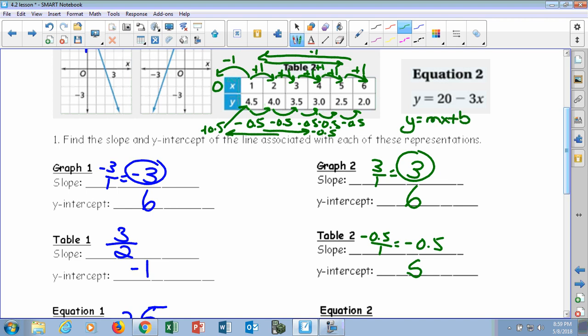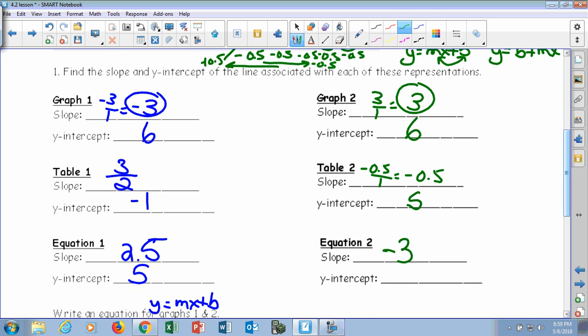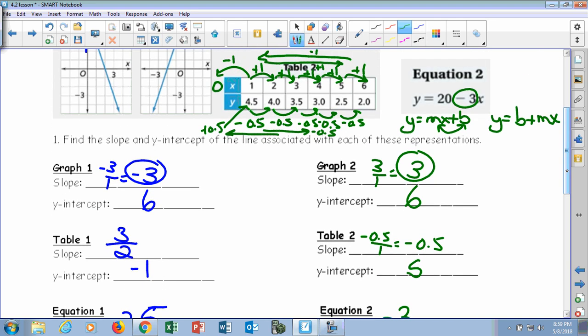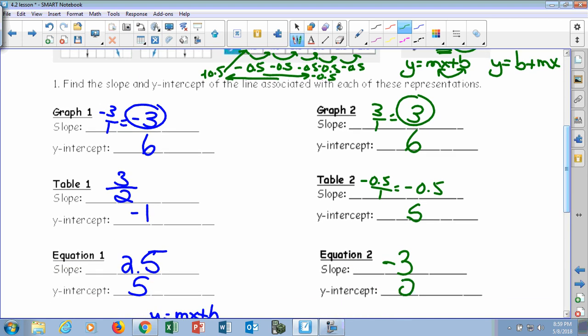But what they did is they kind of wrote it backwards on you. They flip-flopped your x and your y-intercept. So right now, the equation 2 kind of looks like this. The sign is always to the left of the number. So here is your slope. Your slope is negative 3, which means your y-intercept then, to the left of the number, there's nothing, so that means it's a positive. Your y-intercept is 20. So negative 3 is your slope, 20 is your y-intercept.